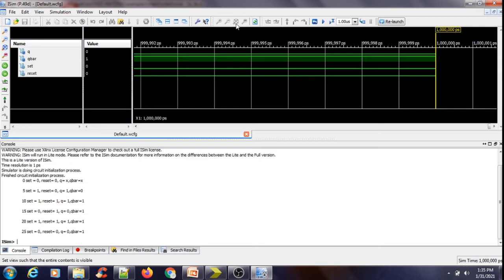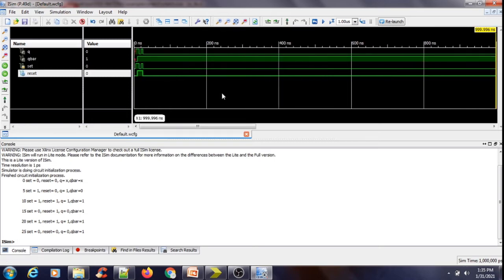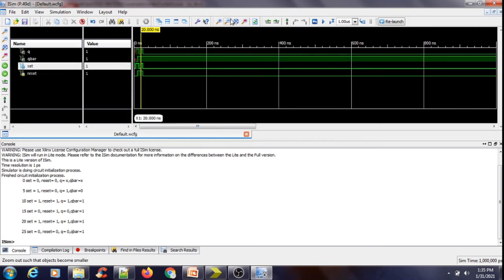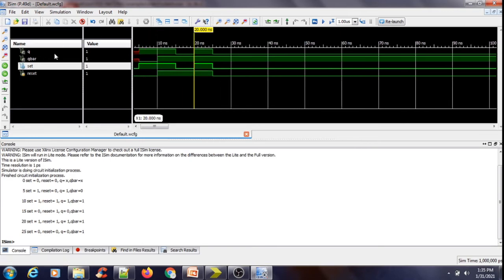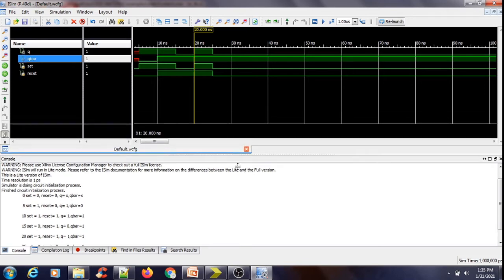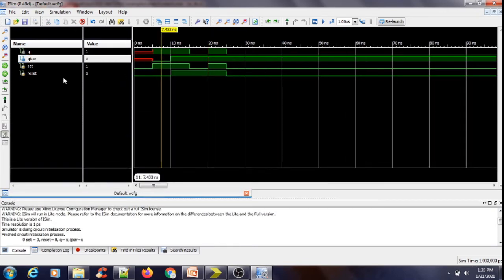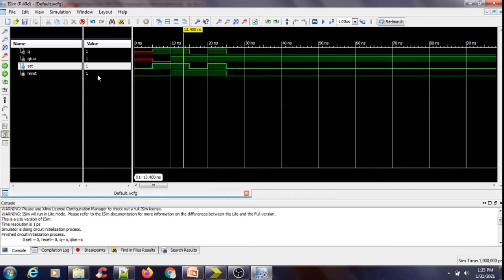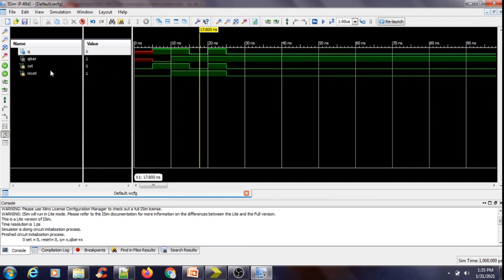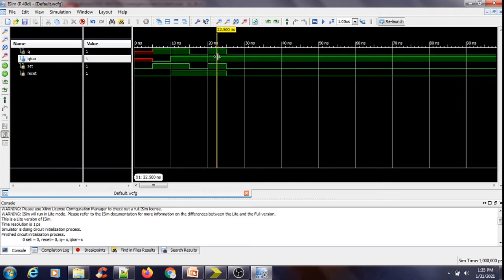Okay, the same thing you can observe in the simulation waveform window also. So these are Q and Q bar, the outputs, and the set and reset are the inputs here. When set equals 1 and reset equals 0, Q should be equal to 1 and Q bar should be equal to 0. In the next instance, set equals reset equals 1, invalid outputs, because both cannot be 1. When set equals 0 and reset equals 1, Q equals 0 and Q bar is equal to 1. And again when set equals 1 and reset equals 1, it is an invalid output.